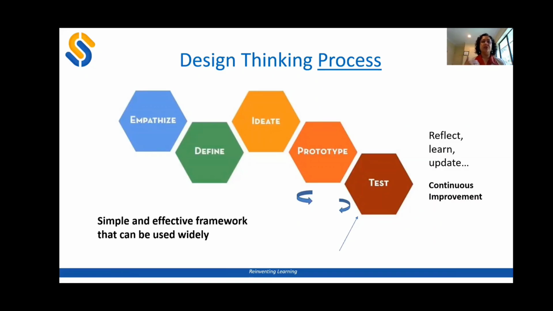And you need to continuously improve. I've added those two arrows just to show that it is an iterative process, and you could even go back and redefine and regenerate ideas. But remember, even though visually it looks like a linear process, it really is an iterative, continuous improvement process where you're constantly updating and improving your products and services.